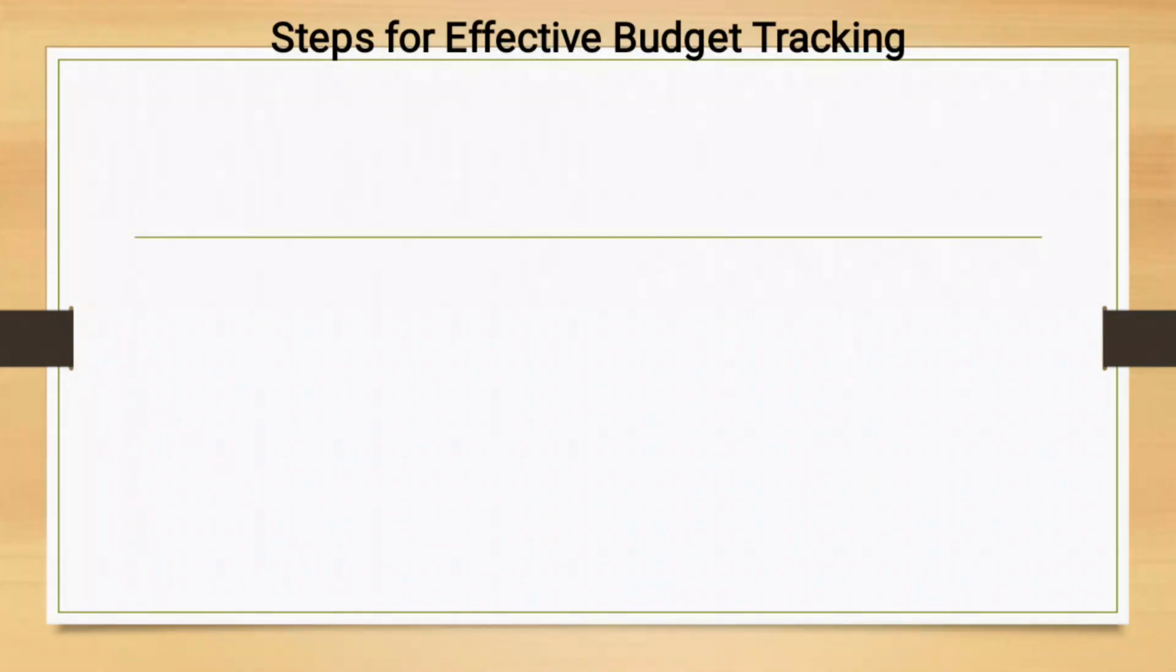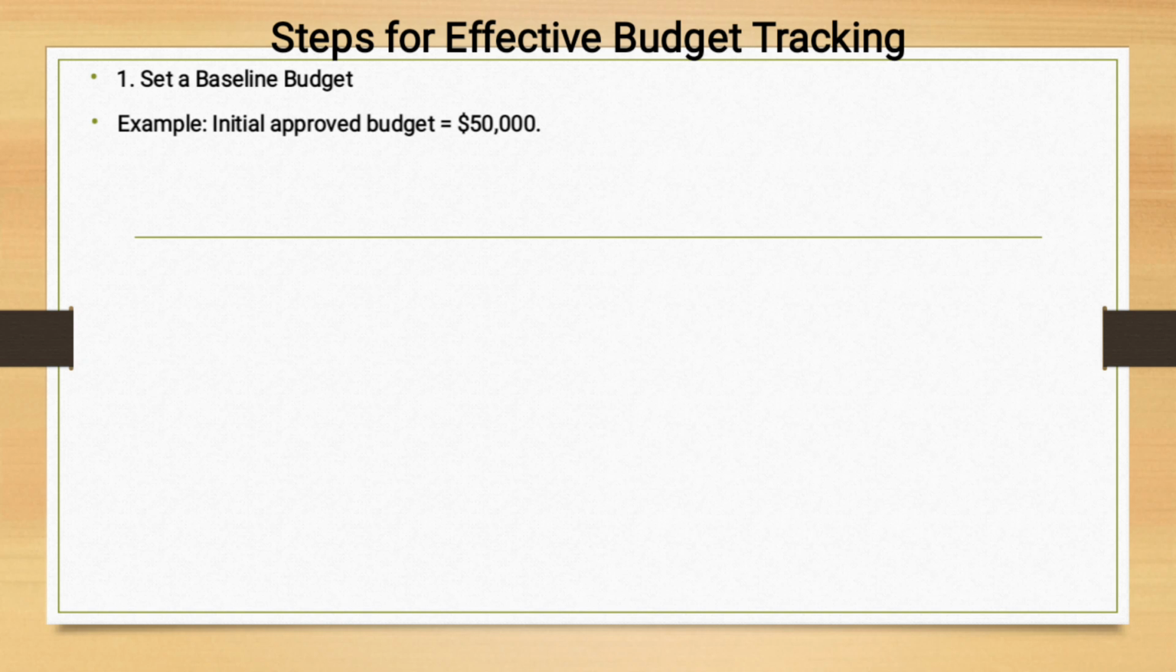Let's talk about steps for effective budget tracking. Step number one is set a baseline budget. On that one, we can have the following example. You are having a certain project, then you are going to say that my baseline budget for this particular project is $50,000.